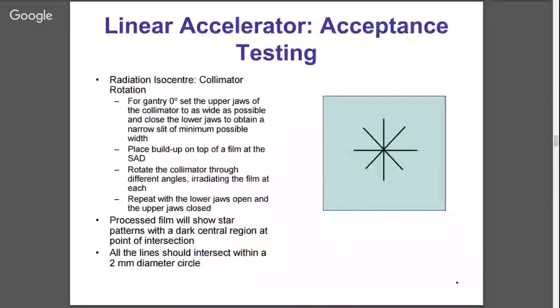We're then going to irradiate the film, then rotate the collimator, re-irradiate the film, rotate the collimator again, re-irradiate, rotate, and you can see here we're doing it at sort of 45-degree intervals. What we're looking for is that where these slit beams all intersect, that central point, all the lines intersect within a particular tolerance, for example, a 2 millimeter diameter circle.